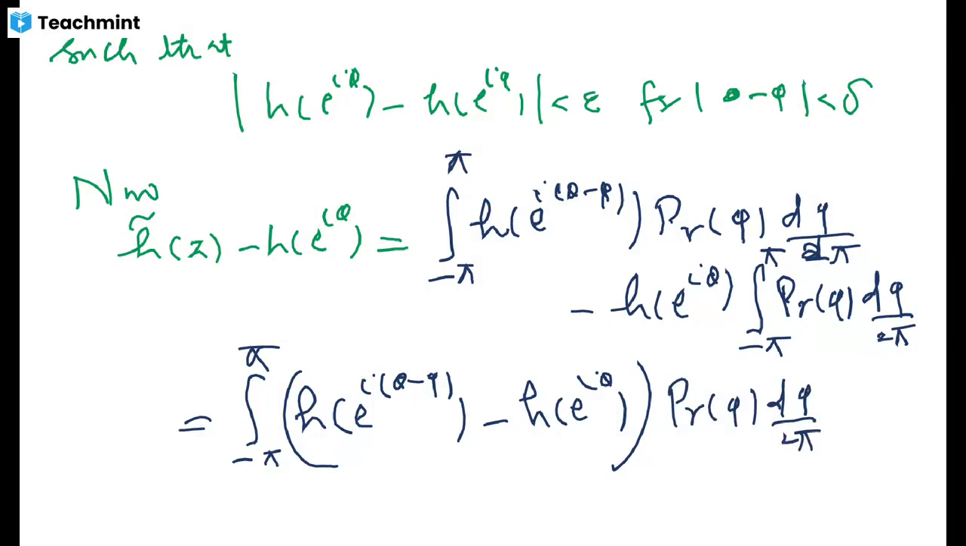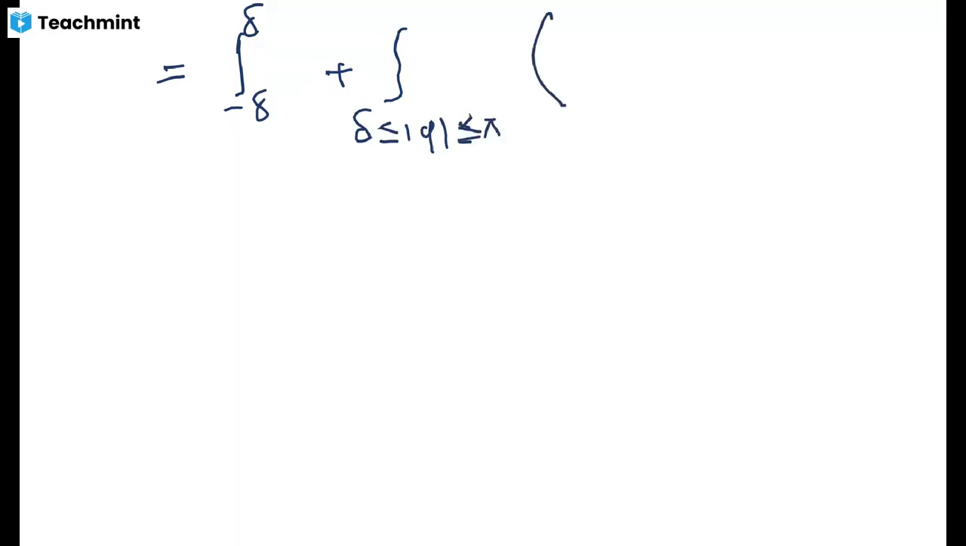So now I'm going to break down this integral into two parts, because on a certain part, minus delta to delta, we have some estimate for this difference of h(e^{i(θ−φ)}) and this number. So I'm going to break it into two parts: one part is the integral from minus delta to delta, and the other remaining part is delta less than or equal to |φ| less than or equal to pi. We have this thing, and whatever integrand we have, I'm not going to repeat it.